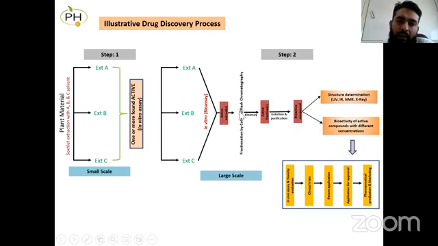in large scale, if you are getting an active extract again, then you do column chromatography, then again you perform bioassay. If you are getting active fractions also, it means that whatever results you found in step 1, you are getting the same results up to this fractionation, then you are going in the right direction. Then again do the fractionation or isolation of pure compounds with the help of different kinds of chromatographic techniques, then you get a bioactive compound.